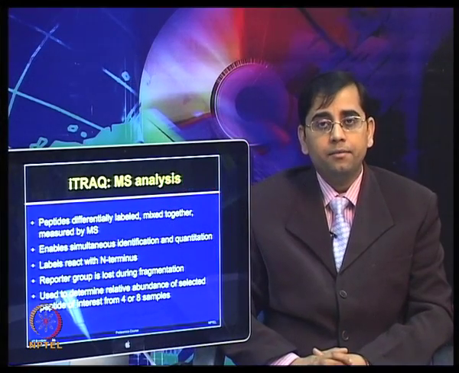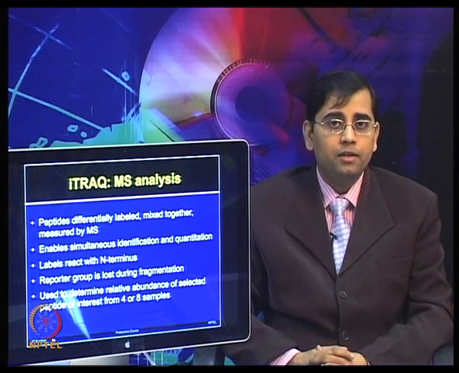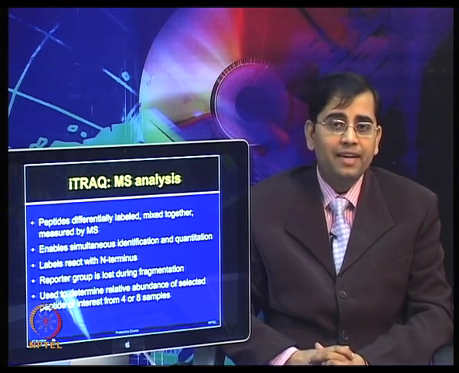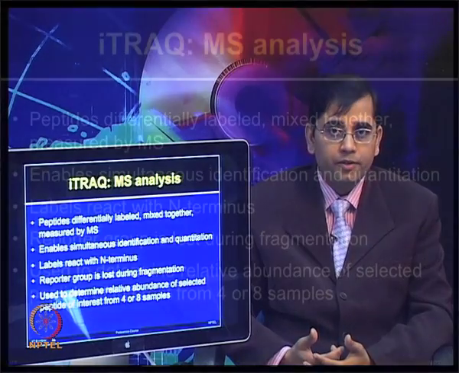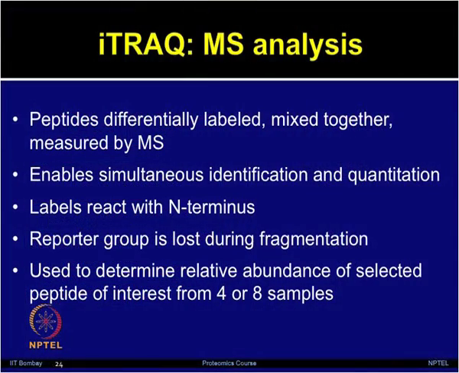Once the sample preparation is done, further mass spectrometry analysis can be started. The peptides which are differentially labeled can be mixed together and measured by the mass spectrometer. This method enables simultaneous identification and protein quantification. The labels react with the N terminus and the reporter group is lost during fragmentation. So, this method can be used to determine the relative abundance of selected peptides of interest from 4 or 8 samples. Therefore, high multiplexing can be obtained by using the iTRAQ method.